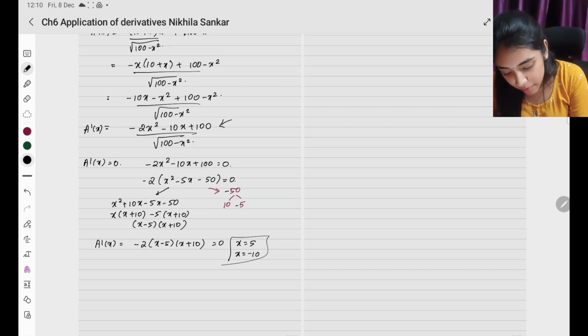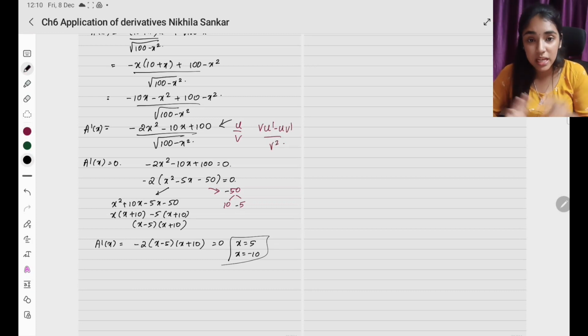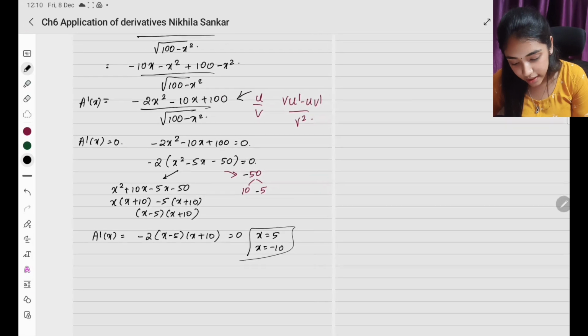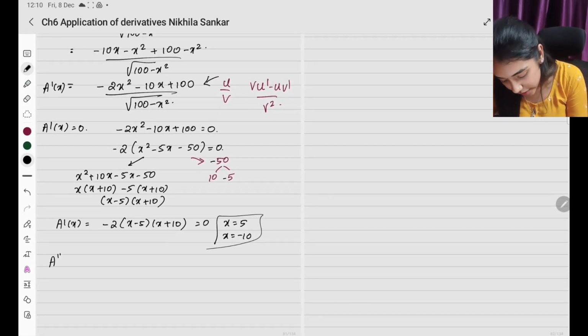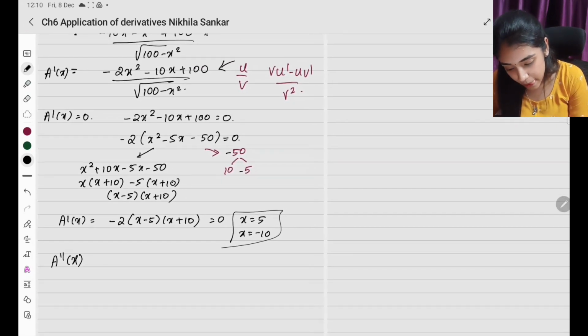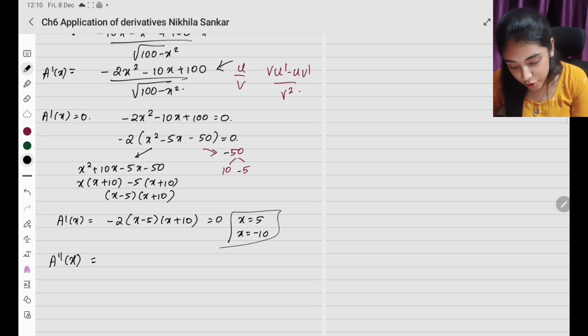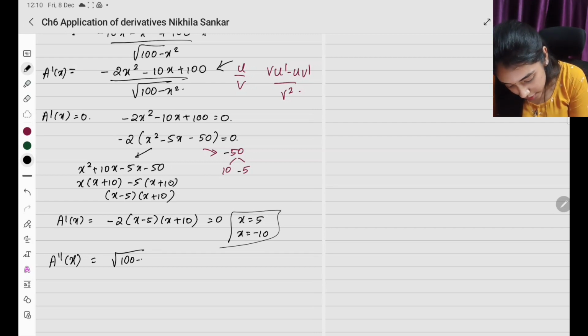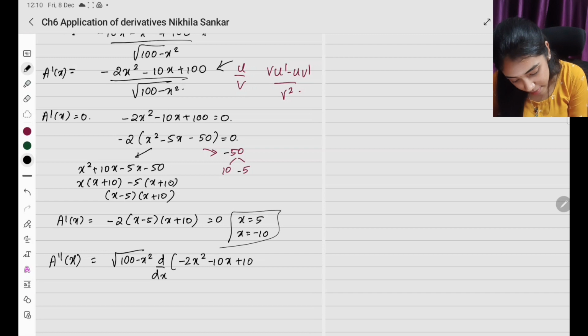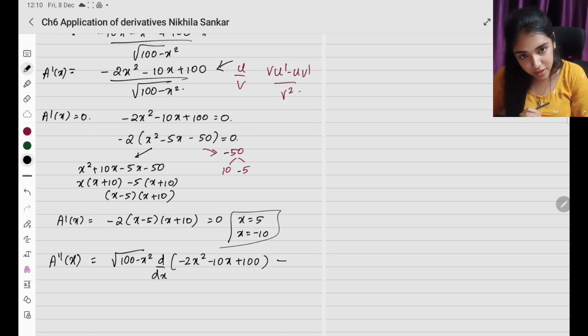So this is going to be my a dash of x and it is of the form u divided by v. So I need to do v u dash minus uv dash divided by v square. Correct? This is going to be the division rule. So when I do that, I have a double dash of x equals, it is going to be v u dash, which is square root of 100 minus x square, d by dx of what is inside, 2x square minus 10x plus 100. First term is done.